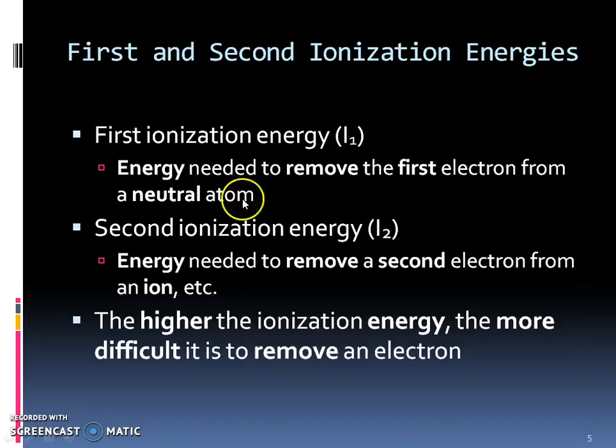The first ionization energy, obviously, is how much energy is needed to remove that first electron from the neutral atom. But the second ionization energy is the amount of energy to remove the second electron from that ion. So if we remove that first electron, obviously now it becomes an ion, and how much energy is needed to remove the second one from the ion? The higher the ionization energy, the more difficult it is to remove that electron. We'll talk about that in more detail, but that should make sense. The more electrons we're removing, the more energy is going to be needed.